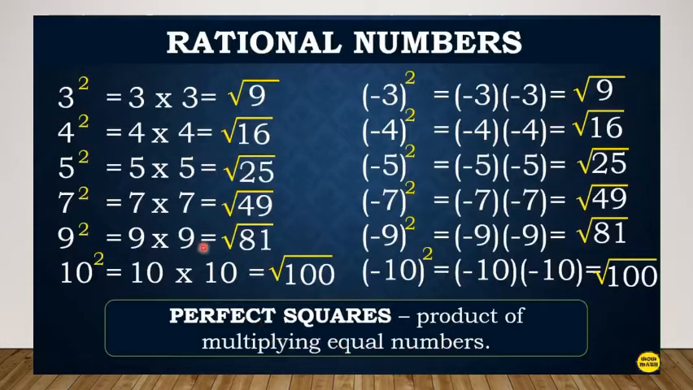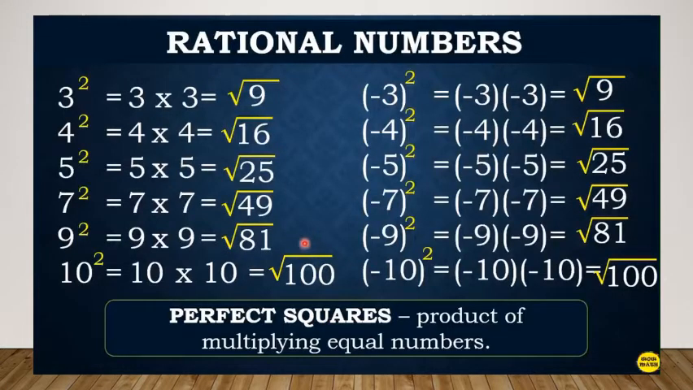So, what does that mean? If I have 9, this is the product when we multiply equal numbers. Or simply, this is the product when we are multiplying the number by itself. So, whatever result or product you get from multiplying a number by itself, that product is what we call a perfect square.